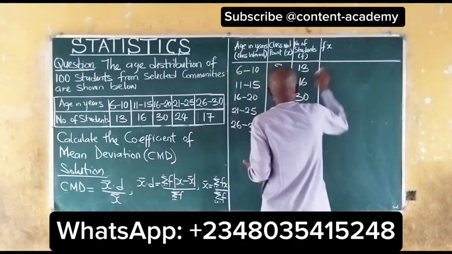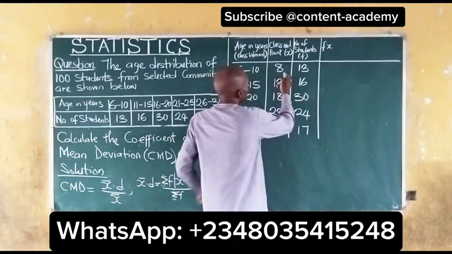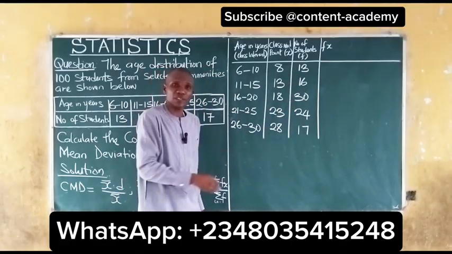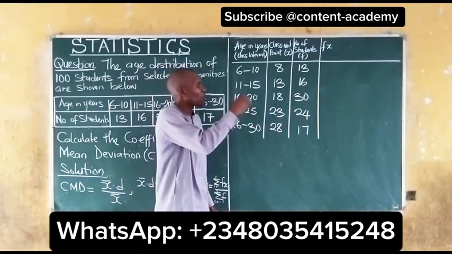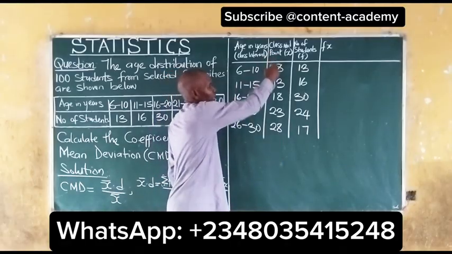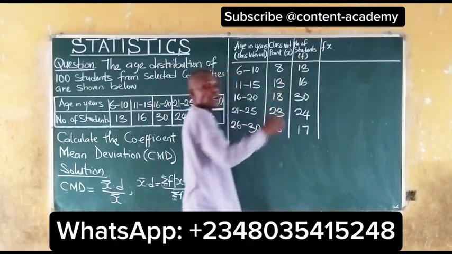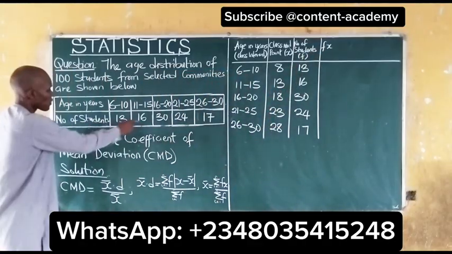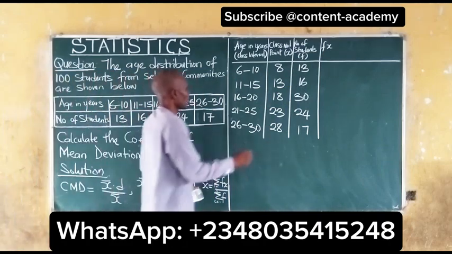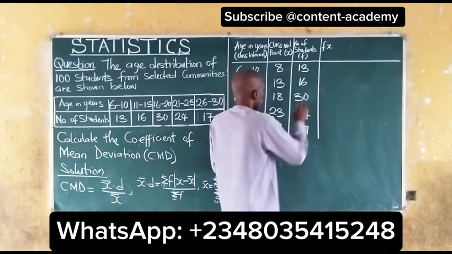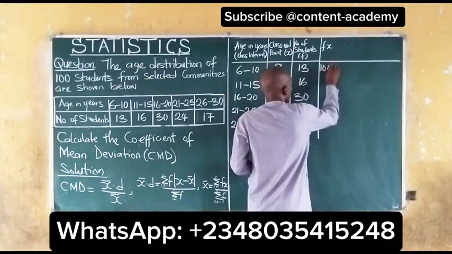Now we have our f of x value. Our f of x is 8 multiplied by 13. That is how we calculate the f of x. We've already gotten our midpoint, which is the values of x, and the number of students is the values for f, our frequency. Now, we say 8 multiplied by 13 to give us f of x, which is 104.